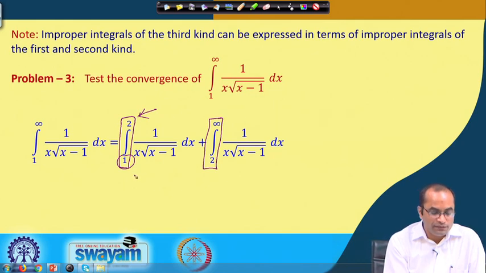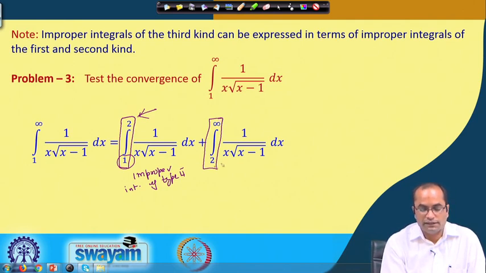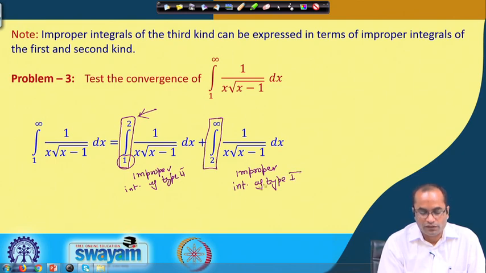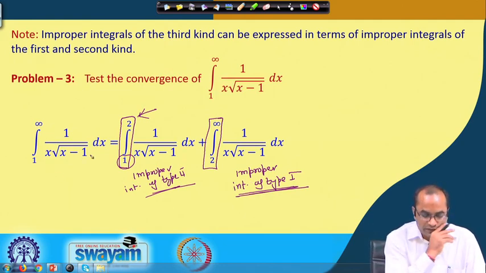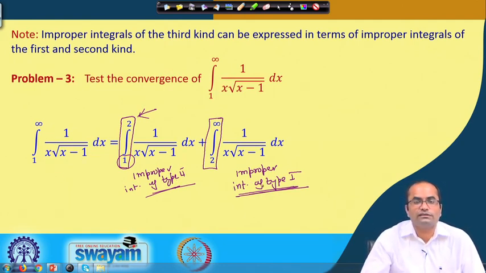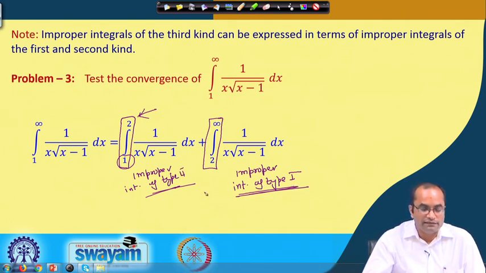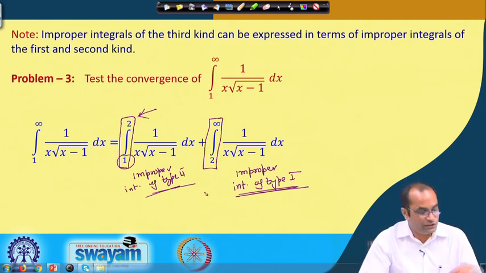So, this is the improper integral of type 2, which we have discussed. And in the second one, this is the infinity; other than this there is no problem, the function is bounded in the whole range from 2 to infinity, and this is the improper integral of type 1. So, we break this integral into two parts. The first one is an improper integral of type 2, the second one is an improper integral of type 1, and then we can discuss separately the convergence of each.